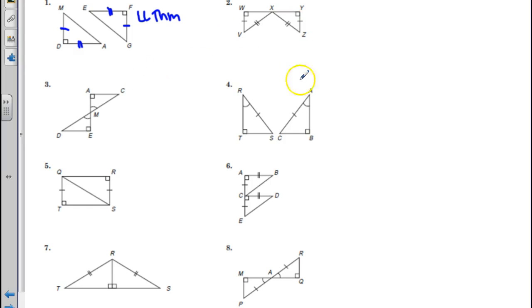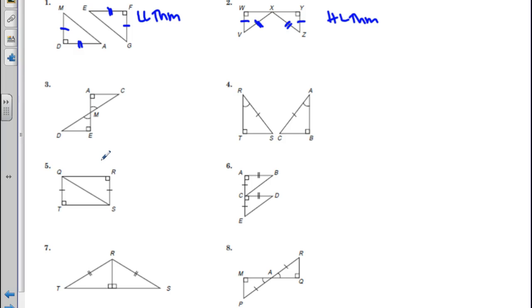All right, if you'd like to pause the video and try the rest of them without me, that would be awesome. All right, now that we're back, let's check out these other ones. So here's leg, hypotenuse. All right, so if you'll say those out loud, that will help a lot. So there's hypotenuse leg theorem. All right, let's check out number three.